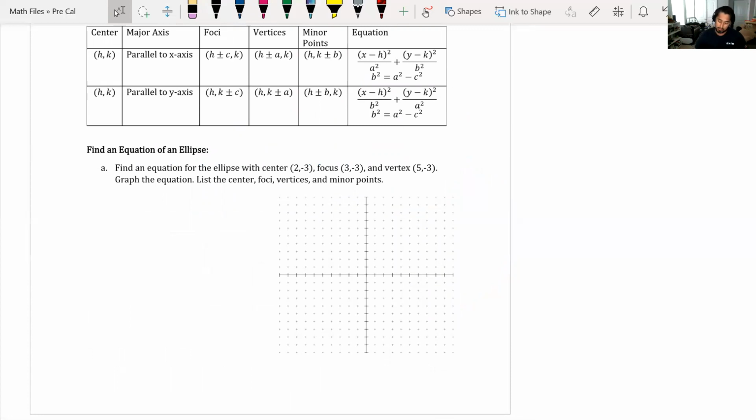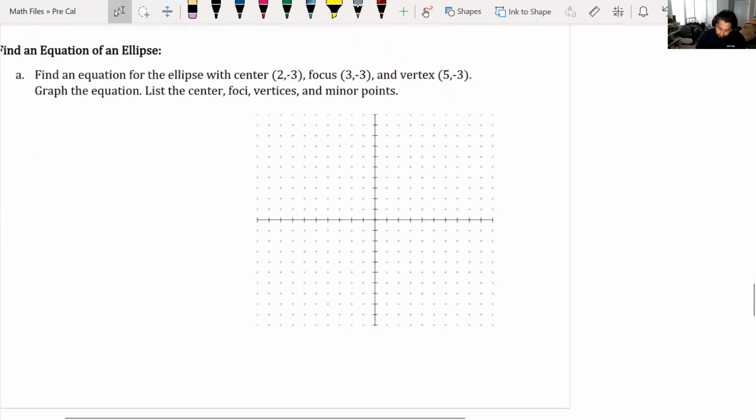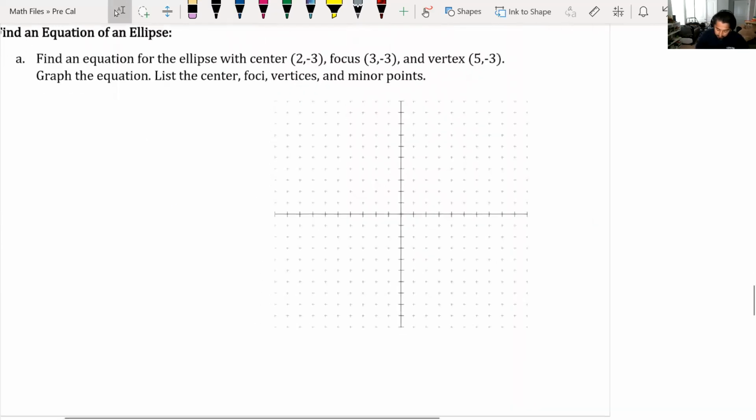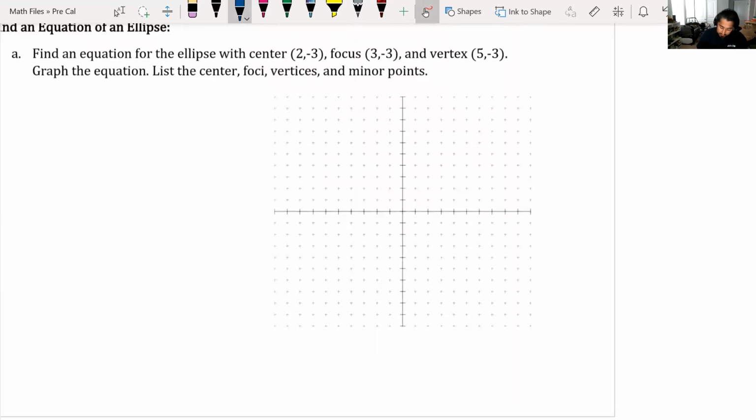So look at the problem. Find an equation for the ellipse with the center at 2, -3, focus at 3, -3, and vertex at 5, -3. So let's plot everything it's giving us. 2, -3. Let me see, I can zoom in. So 2, -3, right there. There's our center.